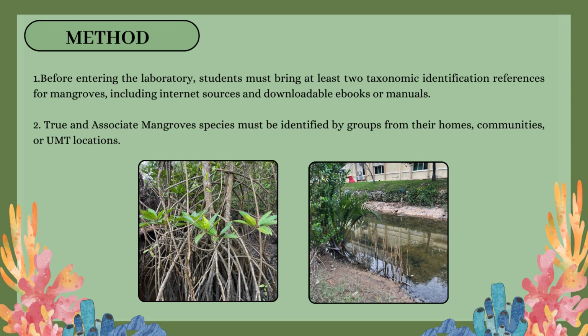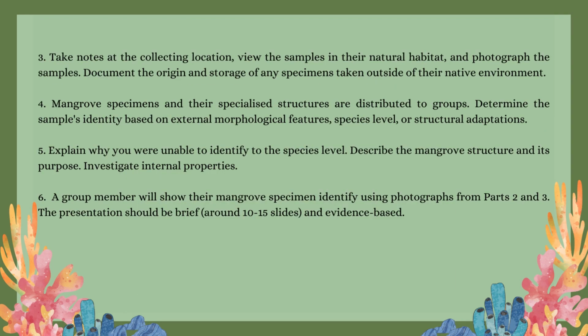For the method, before entering the laboratory, students must bring at least 2 taxonomic identification references for mangrove, including internet sources and downloadable ebooks or manuals. True and associate mangrove species must be identified by the group from their homes, communities or UMT locations. Next, take note of all the locations, view the samples in their natural habitats and photograph the samples. Document the origin and storage of any specimen taken outside of their native environment.